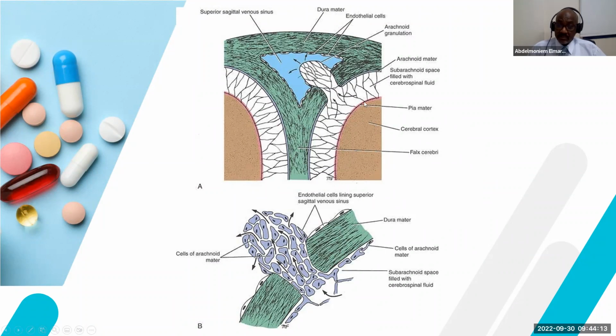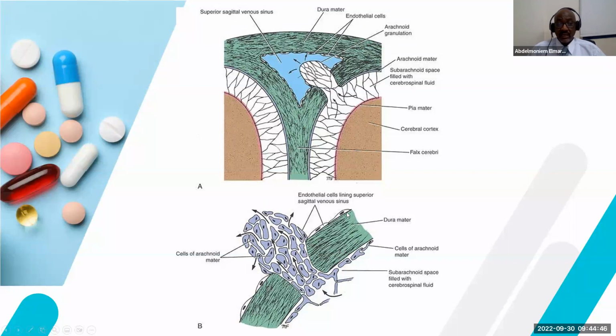So the arachnoid mater projects through the wall of the dura, through the wall of the sinus into the sinus, giving us these projections known as the arachnoid villi, and the collection are the arachnoid granulations. This is an enlargement to show you how they form. These are the cells of the arachnoid mater, or the arachnoid, making this projection into the dura.